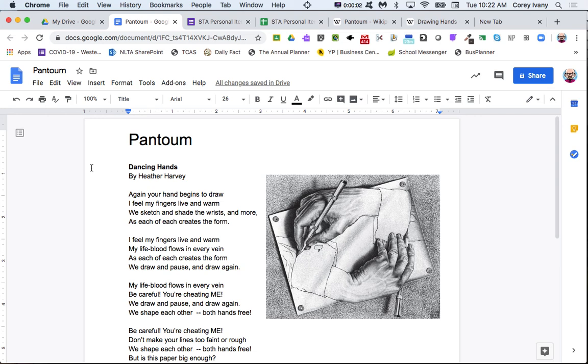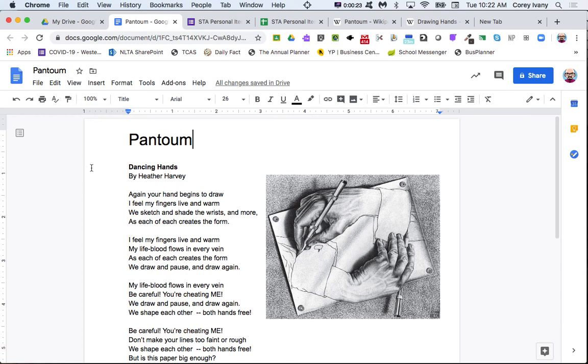About Pantoum poetry. I particularly enjoy teaching about Pantoum poetry because it gives the author a lot of room to play around with language within a very specific structure and form. So let's talk about what Pantoum poetry is. And this example, Dancing Hands by Heather Harvey, is probably one of the most perfect examples you'll find.